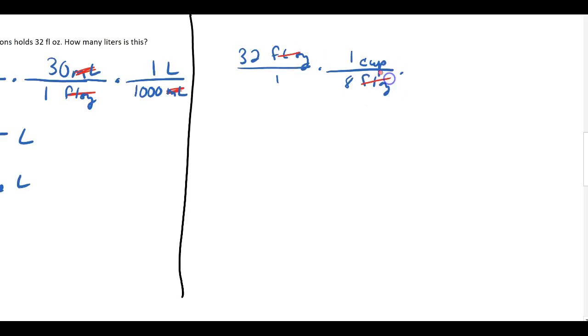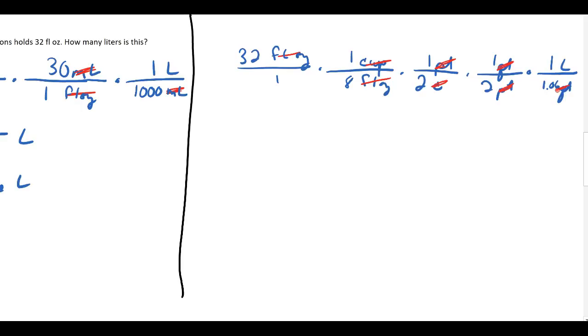So the fluid ounces cancel out. Then I have 2 cups is equal to 1 pint. The cups cancel out. Then 2 pints is equal to 1 quart. The pints cancel out. That has given me quarts. And now the last conversion will be to liters, because 1.06 quarts is equal to 1 liter.